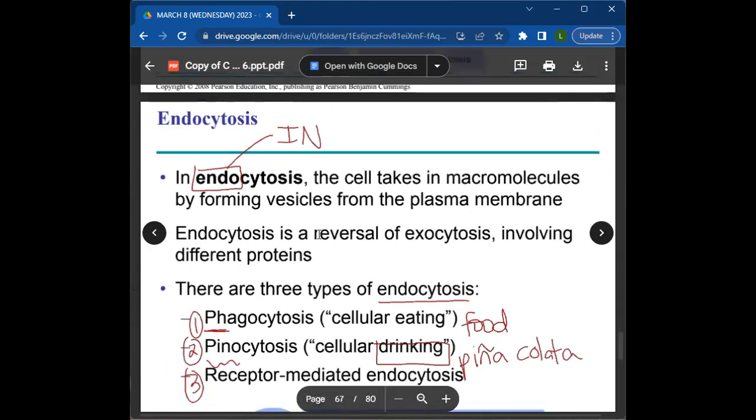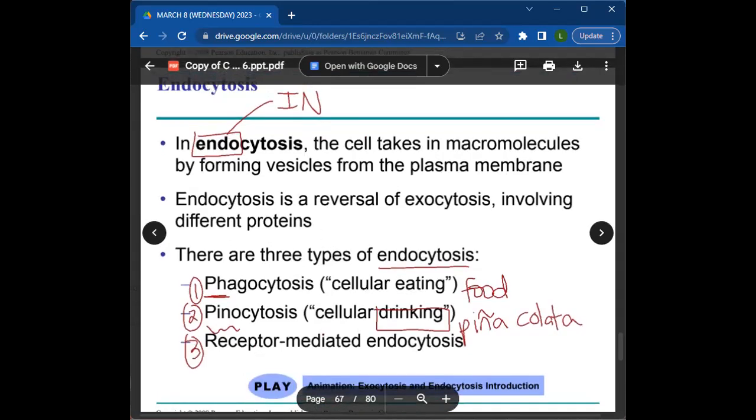Okay, now let's take a look at endocytosis. Endocytosis is going to be where something is being brought into the cell. So there's three different types of endocytosis. There's phagocytosis, pinocytosis, and receptor-mediated endocytosis.